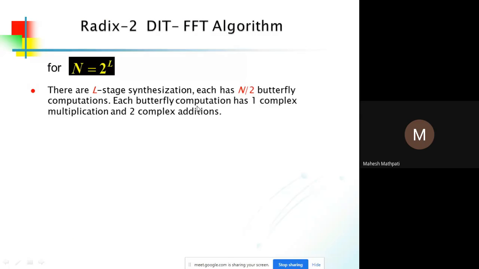So there are V stages. Each stage has n by 2 butterfly computations. Full stop. Each butterfly computation has one complex multiplication and two complex additions. One complex multiplication and two complex additions.